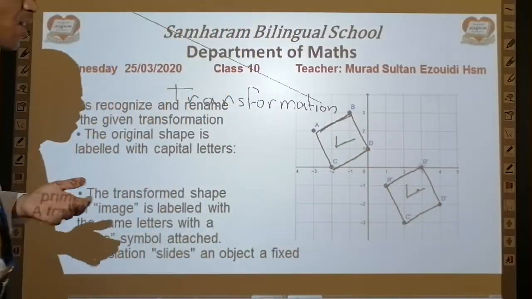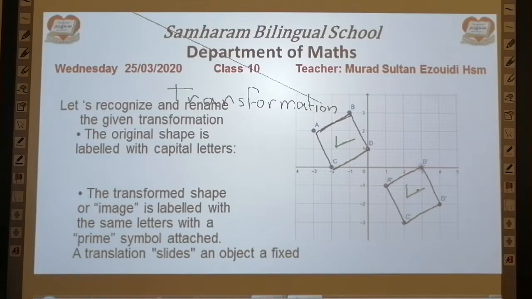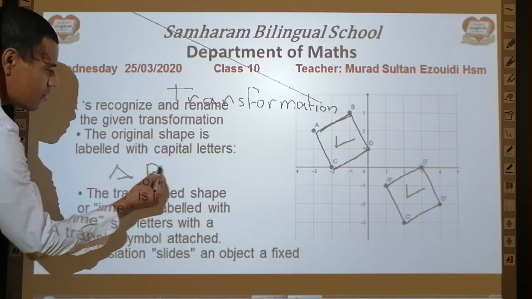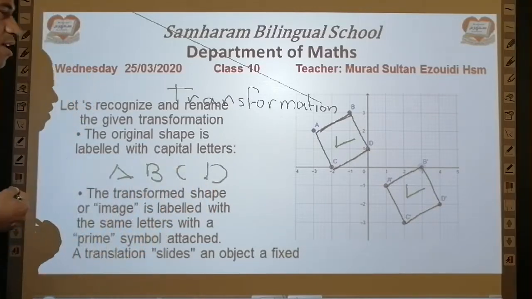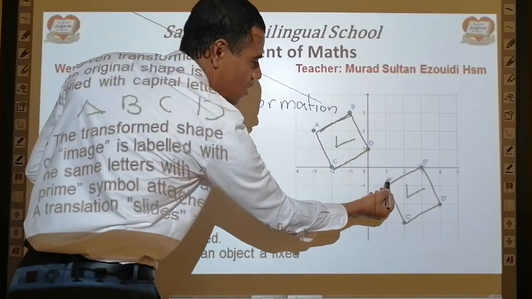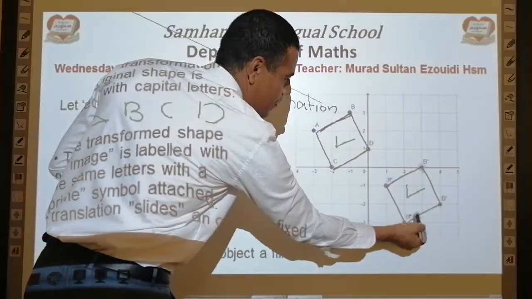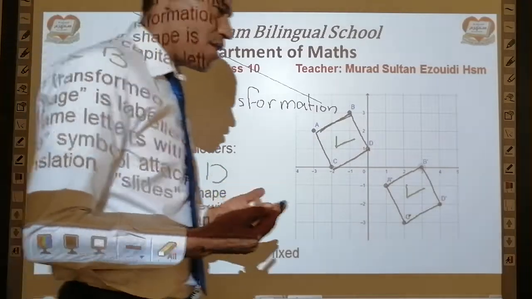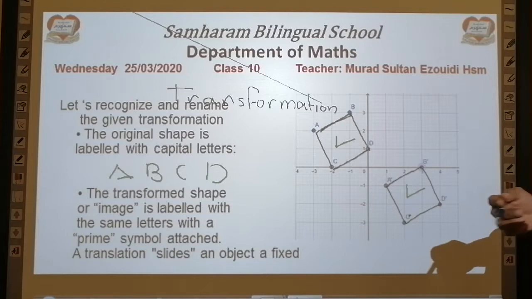So, we can say that the original shape is labeled with capital letters A, B, C, and D. And the image is labeled as A dash, or A prime, B prime, C prime, D prime. So, a translation, in fact, is a slide. It means that we move the shape a fixed distance.